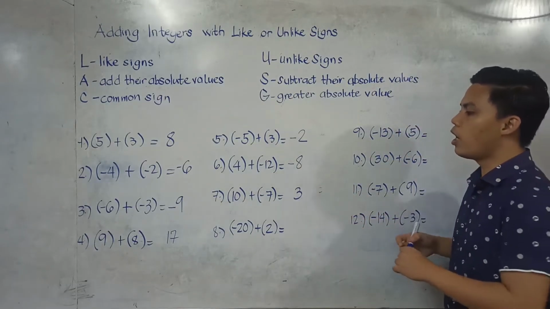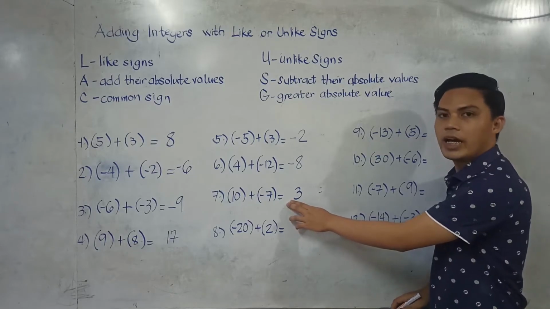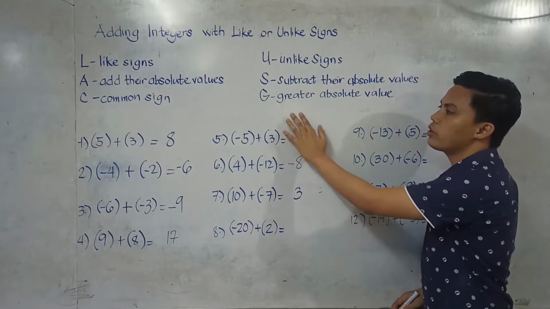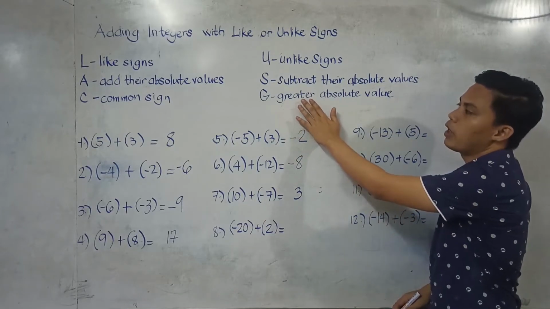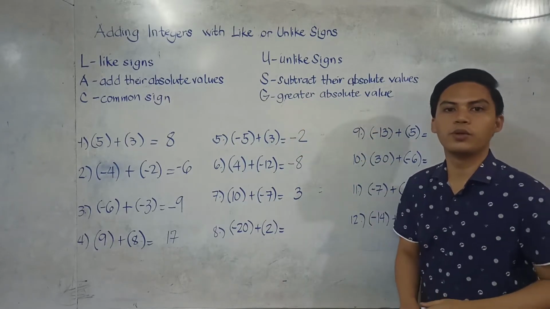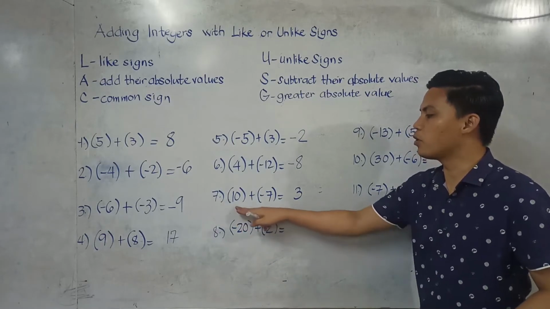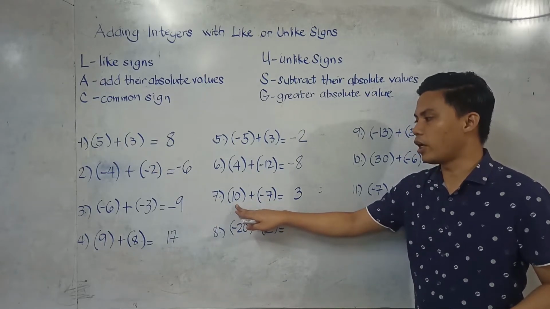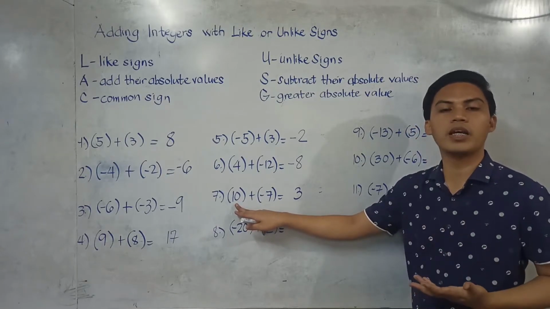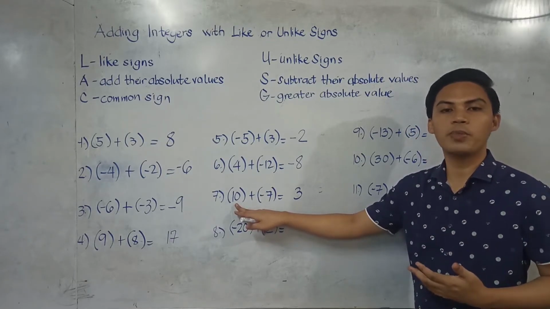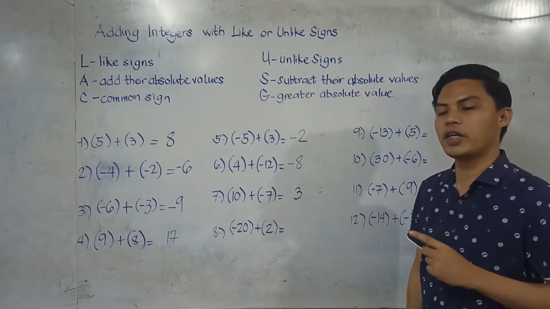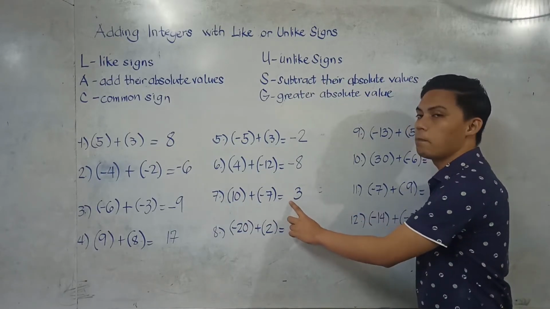Now, ano ang magiging sign ng ating final answer? Sa dalawang binigay na integers, sino ang may mas malaking absolute value? Okay. Ang mas malaking absolute value sa kanila ay si 10. Now, since si 10 ang mas may malaking absolute value, ano yung sign ni 10? Ang sign ni 10 is positive. Kaya, ang magiging final answer natin would also be positive.